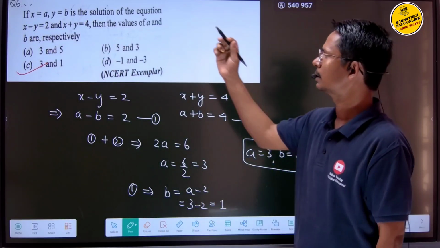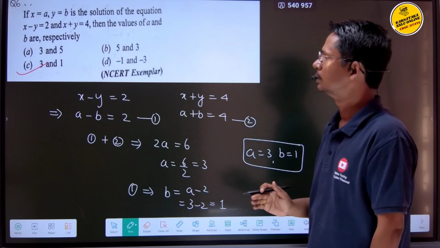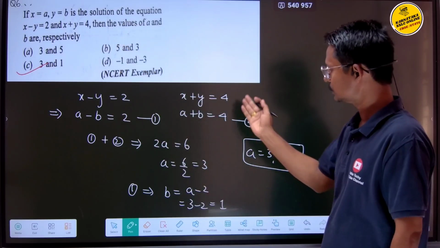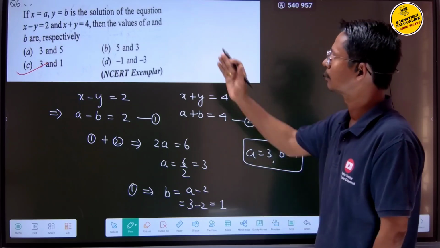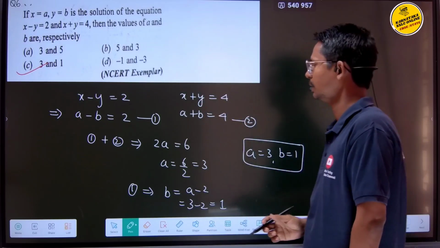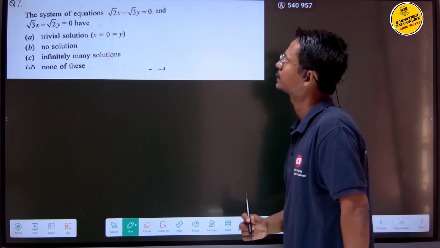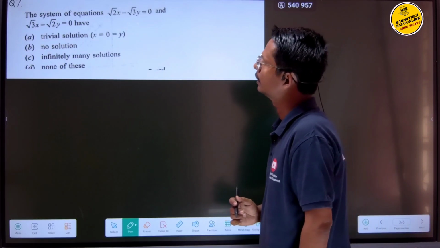So already they said they are the solutions. It means in the place of x and y you just substitute its values and get the equations, solve them, you will get the required a and b value. Okay, done. Next one.